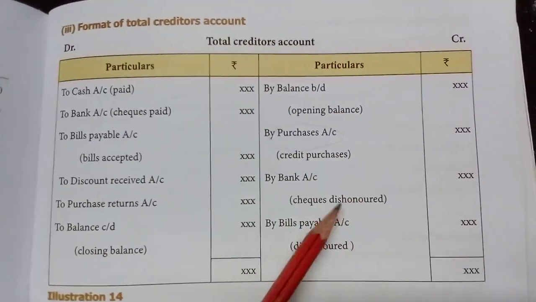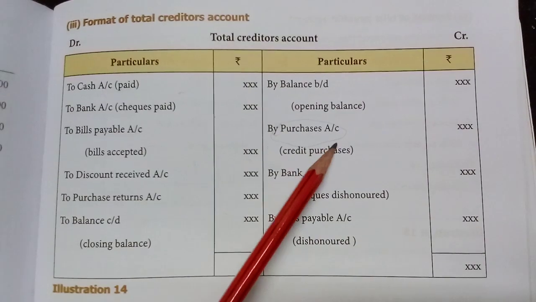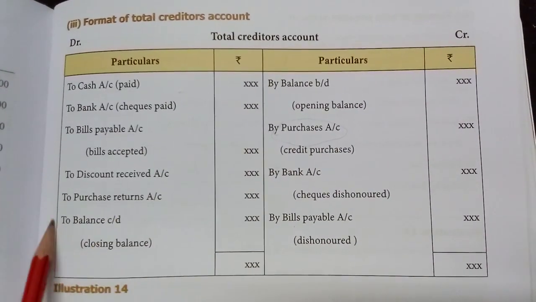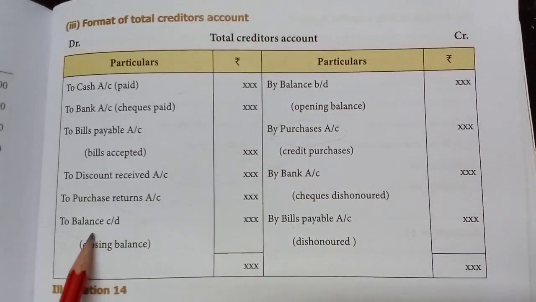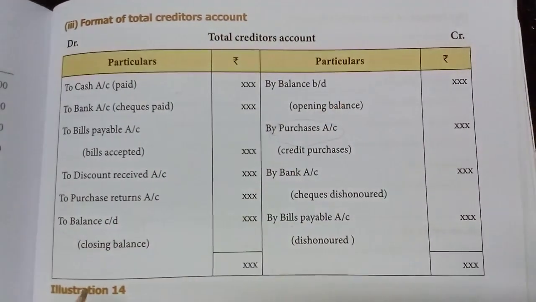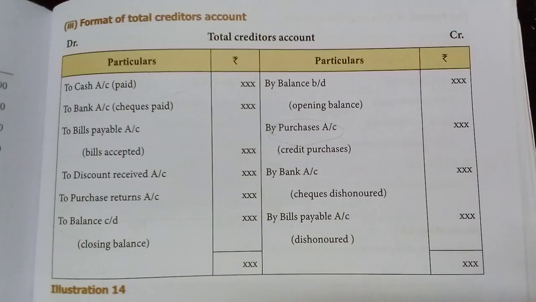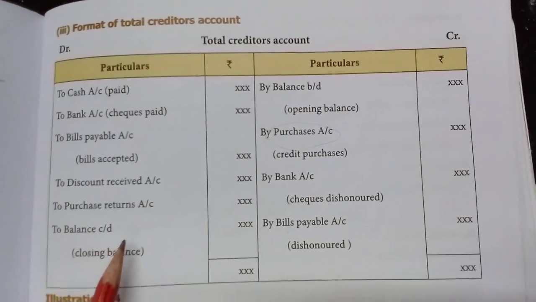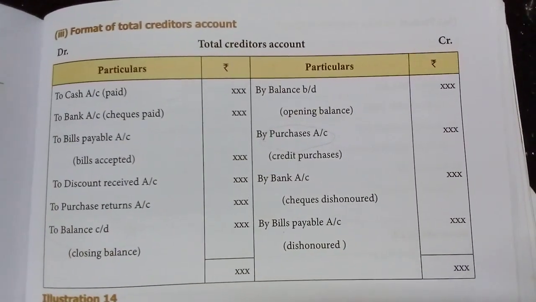Purchases will be the balancing amount, or they may ask you to calculate the closing balance. If the closing balance is given, we write the opening balance on the credit side and the closing balance on the debit side. So let me explain illustration 14.